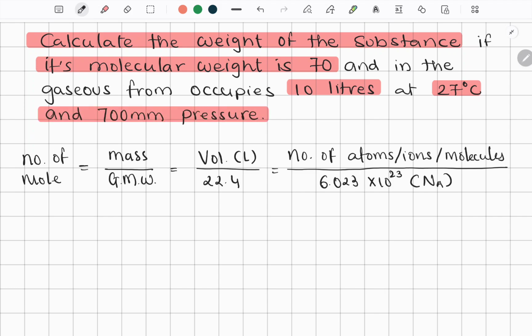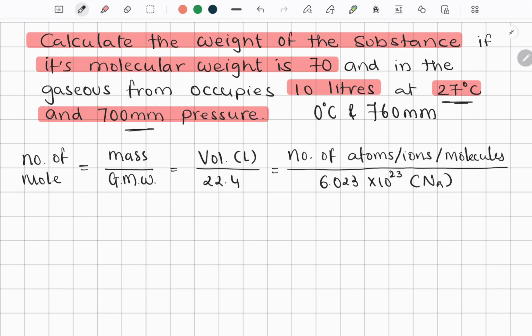Whenever the temperature and the pressure condition is given in a question, always see whether the condition is for STP or for some other given condition. If it is STP, then it is 0 degree Celsius and 760 millimeter pressure. If it is not, then it is not the STP condition. So this 10 liter volume given to us is not at STP.